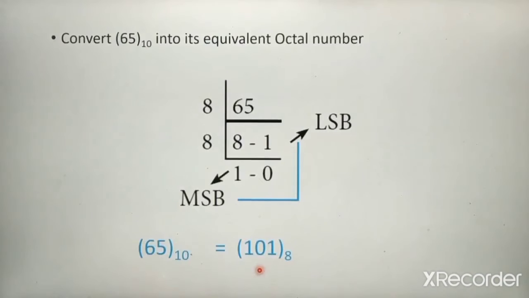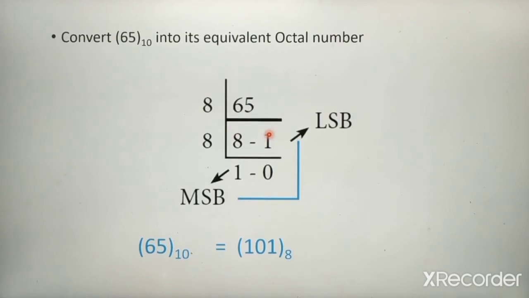Next we can see another example. Convert 65 in base 10 into its equivalent octal number. Like that, the same procedure. First you divide 65 by 8. We are getting 8 as a quotient and 1 as a remainder. You know 8 8s are 64. So 1 as a remainder.